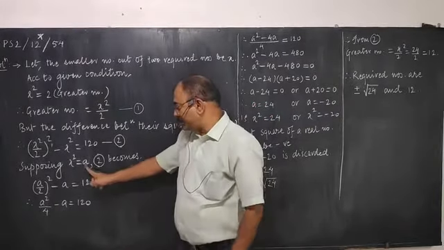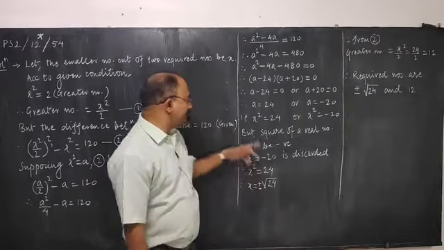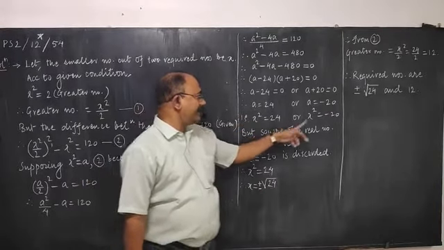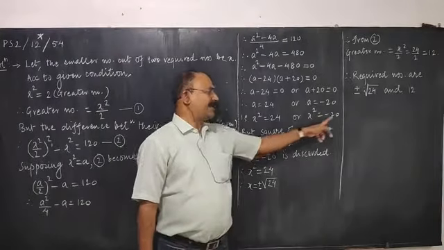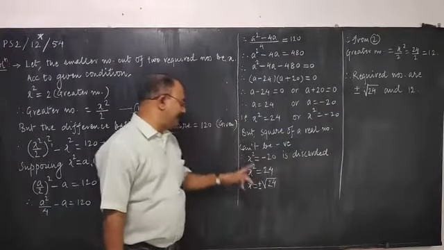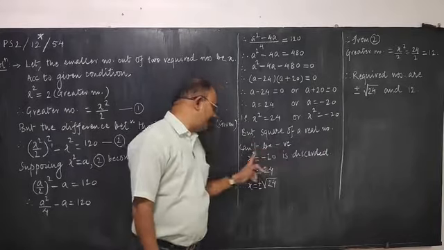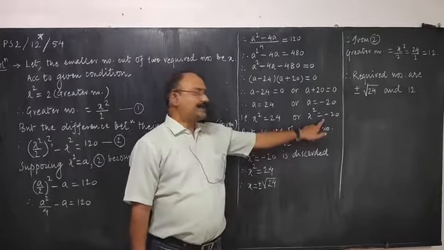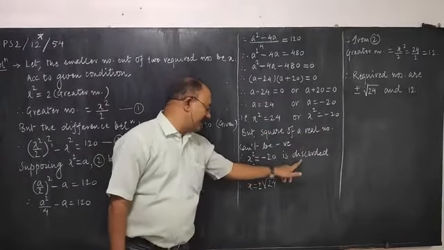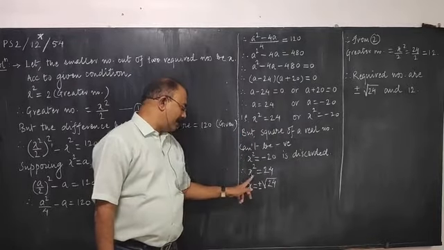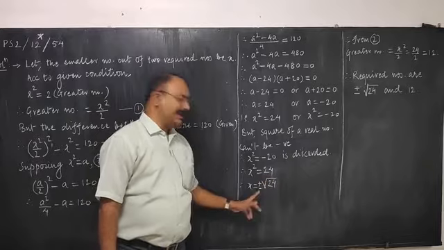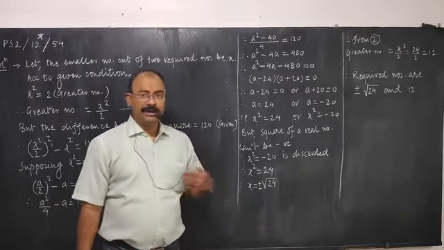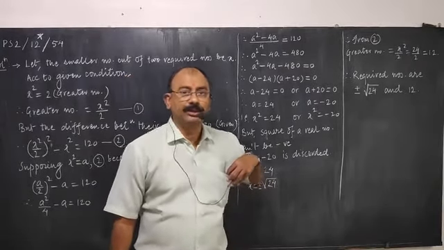But basically what is a? A is x square. So that means you will get x square is equal to 24 and x square is equal to minus 20. But the square of any real number cannot be negative. We have written the square of a real number cannot be negative. So this possibility is discarded. Therefore you get x square is equal to 24. Hence x will be equal to plus minus root 24. Either it is plus root 24 or it is minus root 24.